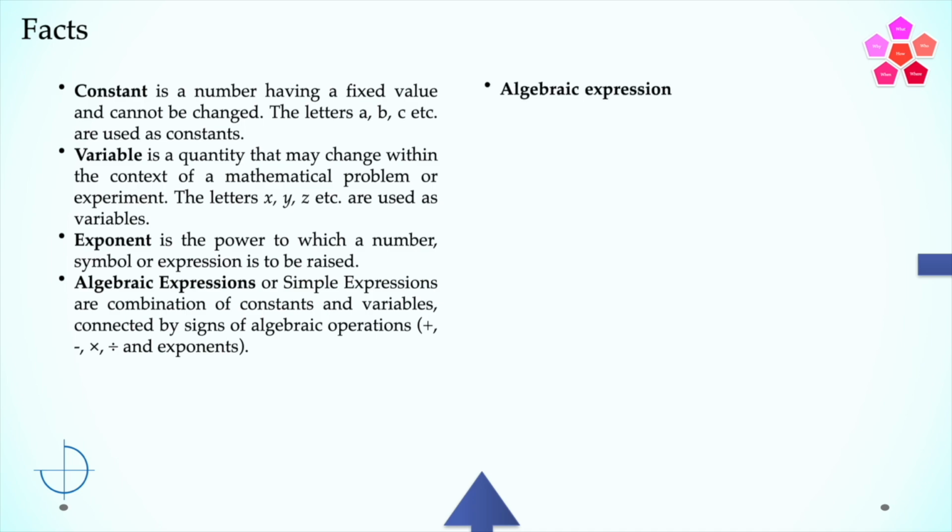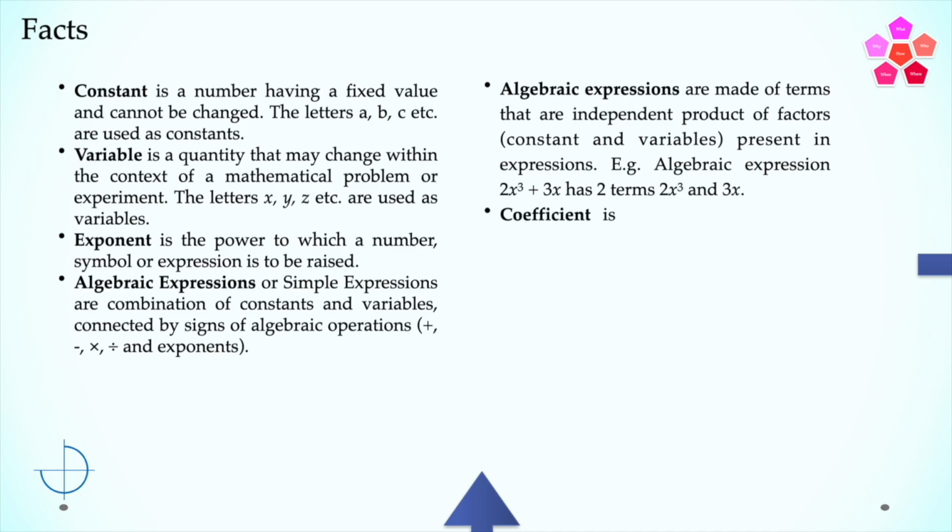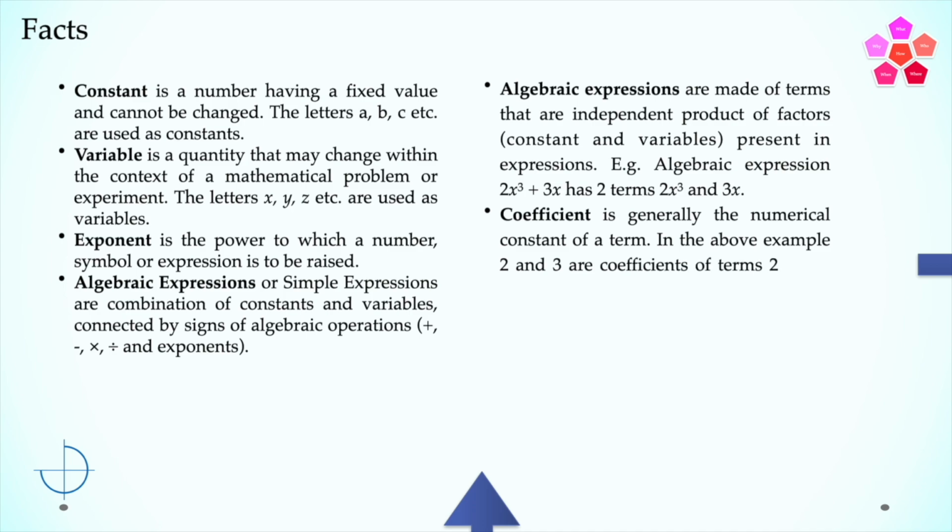Algebraic expressions are made of terms that are independent products of factors present in the expression. The factors are constants or variables actually. For example, the algebraic expression 2x³ + 3x has two terms, 2x³ and 3x. Coefficient is generally the numerical constant of a term. In the above example, 2 and 3 are coefficients of terms 2x³ and 3x respectively.